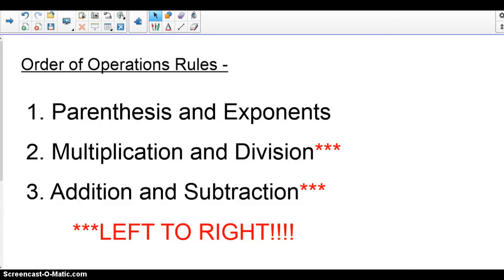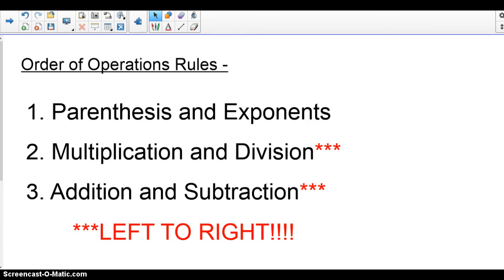Today we're going to talk about order of operations and the rules you need to follow in order to solve equations. The first thing you want to do with the order of operations is to look for parentheses within your problem. Secondly is the exponents. Unless there are exponents within a parentheses, if there are exponents inside a parentheses, you would want to solve the exponents first. But typically we think of parentheses, then exponents, and then our next step would be multiplication and division.